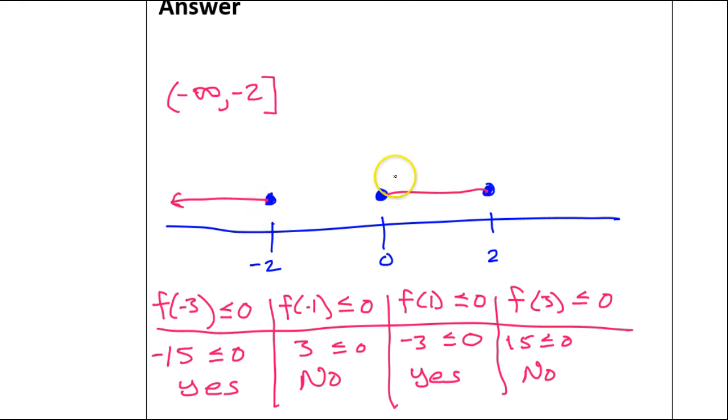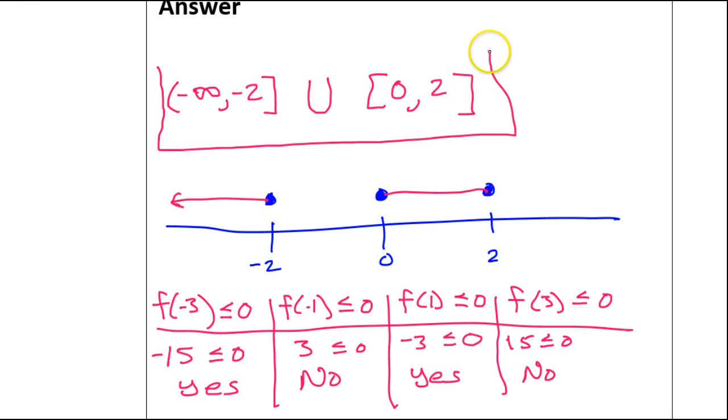Now this interval from 0 to 2. I'm going to put bracket 0 to 2, close bracket. Include, include. When you have an interval that's in two separate parts, you will join them together with a union symbol, meaning this is really one solution set. So this would be your answer in interval notation.